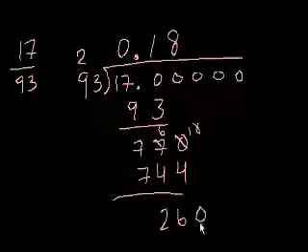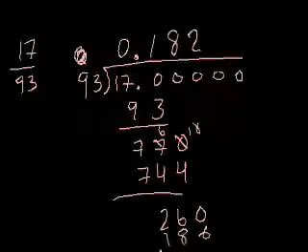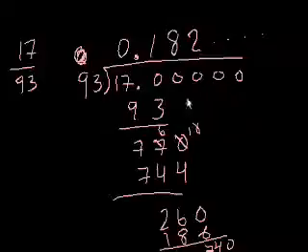93 goes into 260. Probably, let's see, it's about 2 times. 2 times 3 is 6. 2 times 9 is 18. This is 74. So we could keep going. We could keep figuring out the decimal points. You could do this indefinitely.